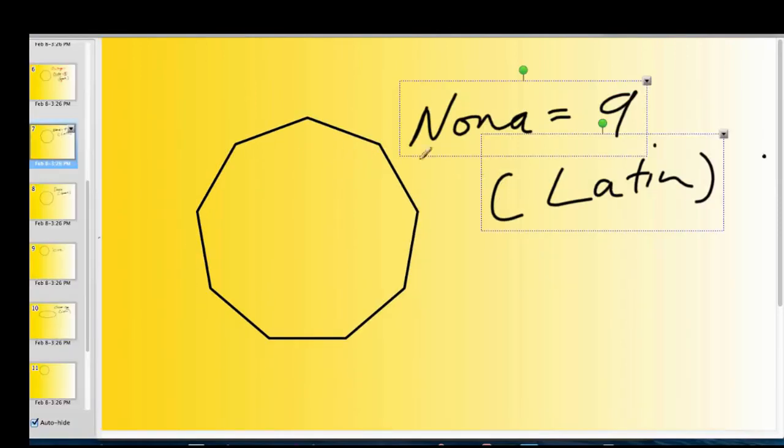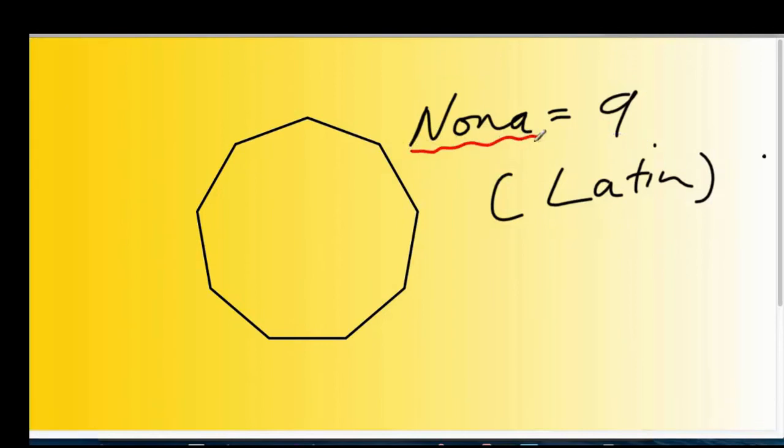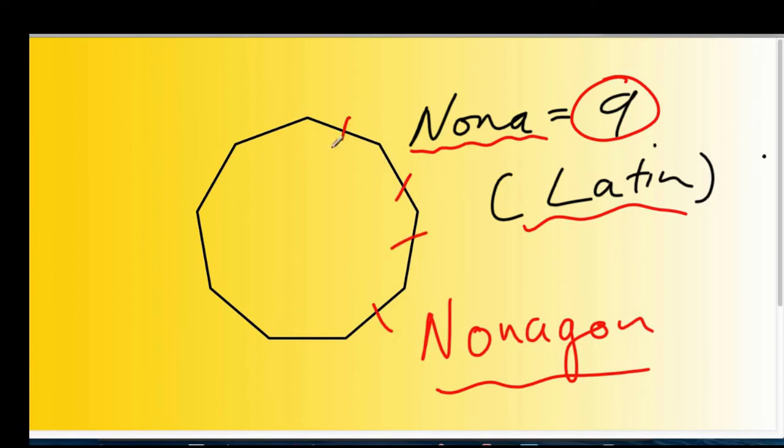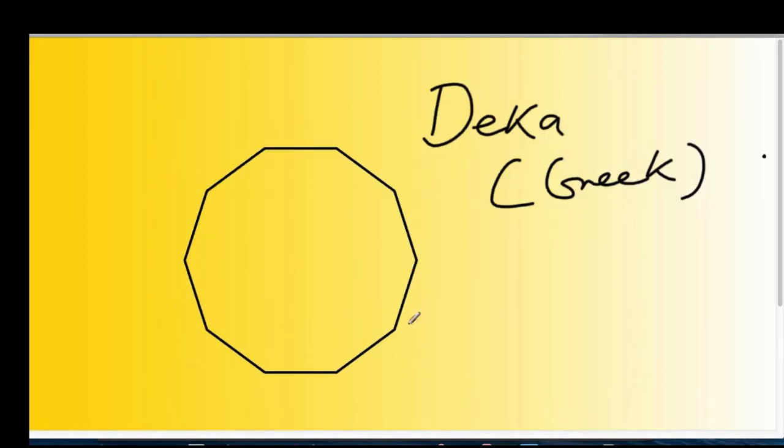Right, now this is an interesting shape. This one comes from the Latin nonna, which means 9. And this is actually a 9-sided shape, and we call that a nonagon. If you count that up, it's got 9 sides. 1, 2, 3, 4, 5, 6, 7, 8, 9. The nonagon. Okay, let's look at the next shape.